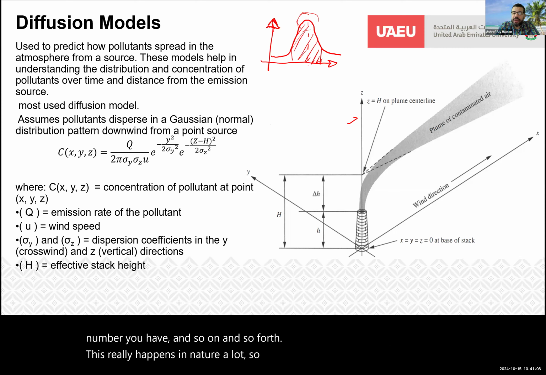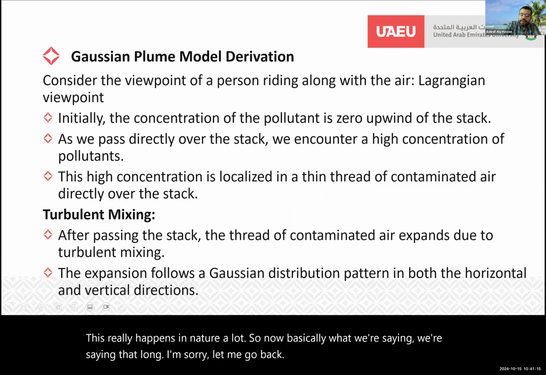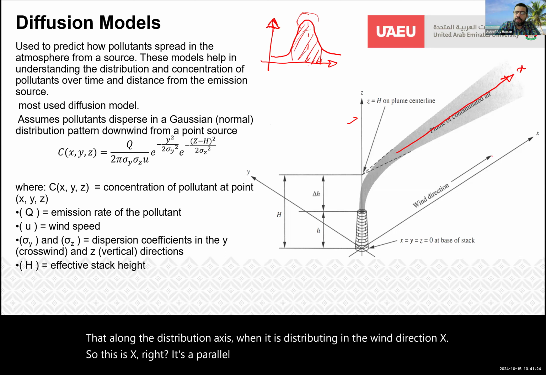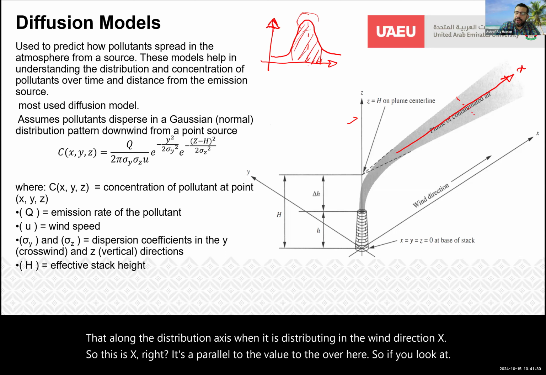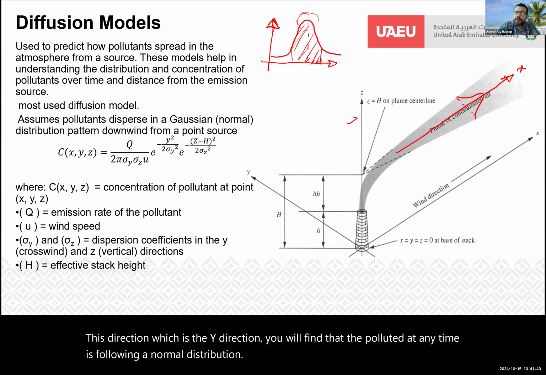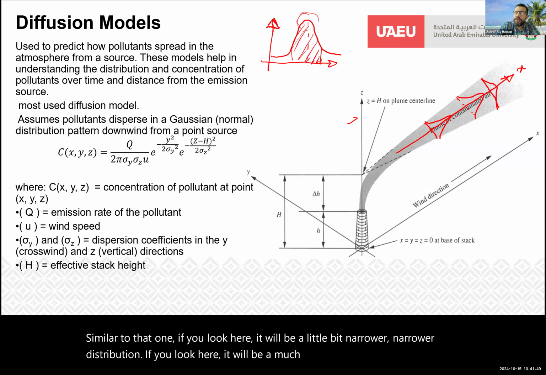So now, basically what we're saying, I'm sorry, go back, is that along the distribution axis, when it is distributing in the wind direction, X, so this is X, right? It's parallel to the value over here. So if you look at this direction, which is the Y direction, you will find that the pollutant at any time is following a normal distribution similar to that one. If you look here, it will be a little bit narrower distribution. If you look here, it will be a much wider distribution. However, the area under every curve is always the same.